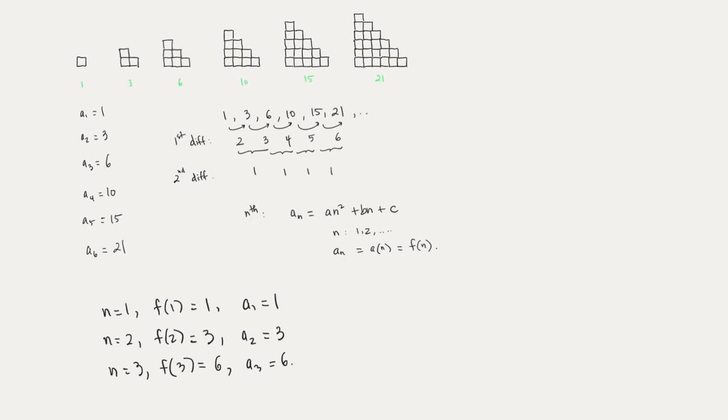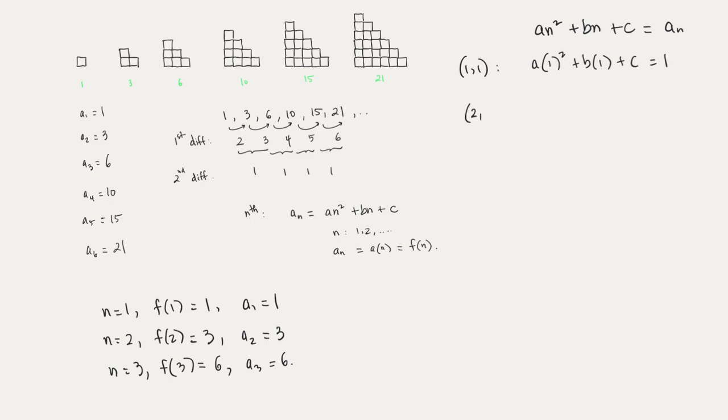To find the formula for this a sub n, which is a quadratic with 3 parameters a, b, and c, we only need 3 points. So we will set up the system of equations. A n squared plus b n plus c equals a sub n. If we use n equals 1 and a sub 1 equals 1, then we have the first equation, a times 1 squared plus b times 1 plus c equals 1. This is when n equals 1.